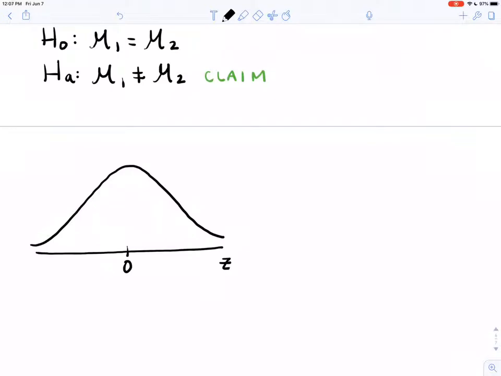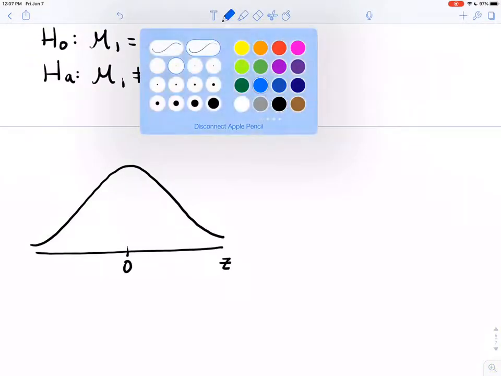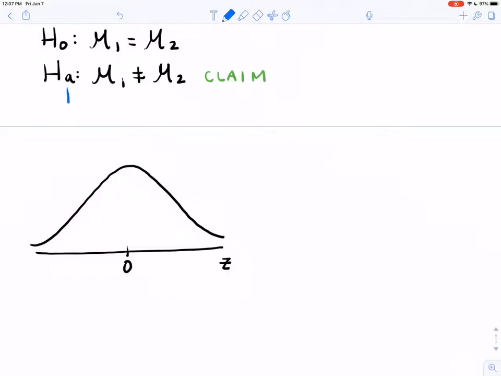So I'm just going to sketch out my little bell-shaped curve here. Now remember, to figure out if you shade left side, right side, or both, you always look at the alternative hypothesis, and it will tell you. So less than here would shade left, greater than here would shade right, and a not equal to here means I'm going to have a two-tailed test, and I'm going to shade on both sides of the curve.